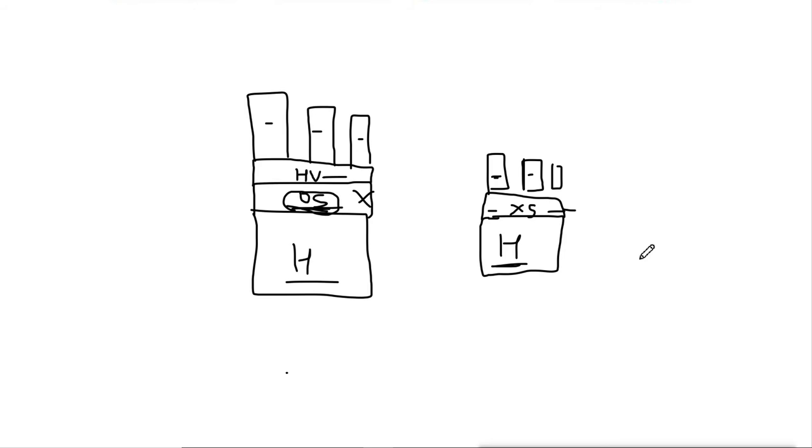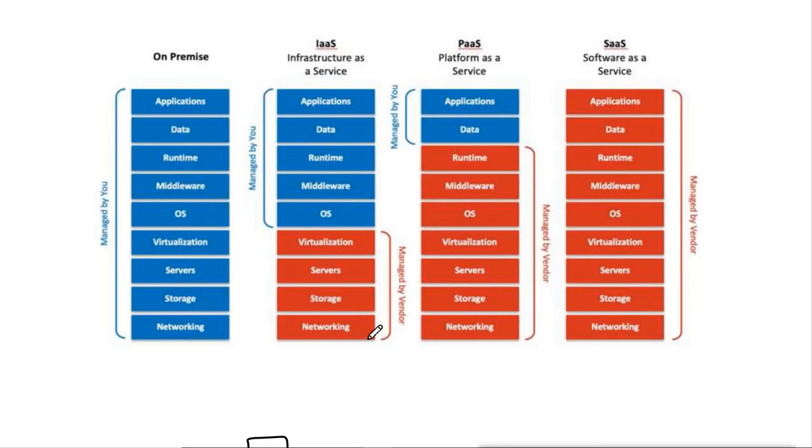Now, in virtualization we have different things. First you have networking, storage, and the server. These things are the hardware related things. This is all your hardware.